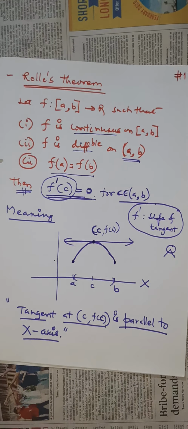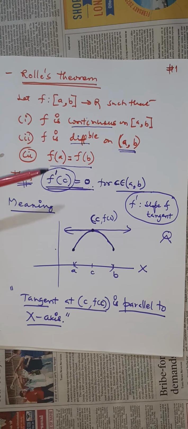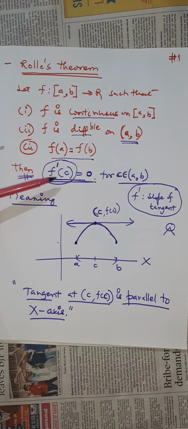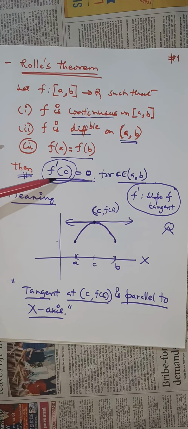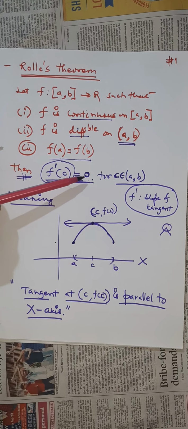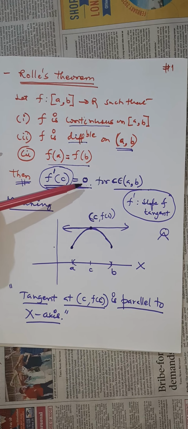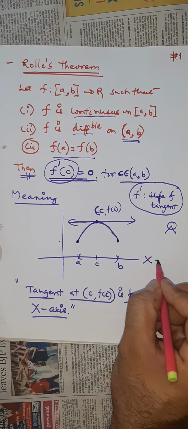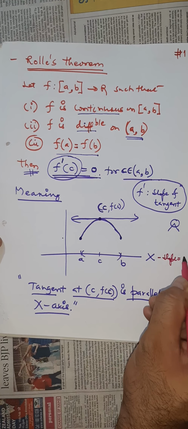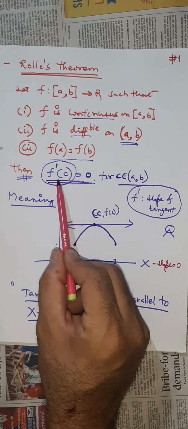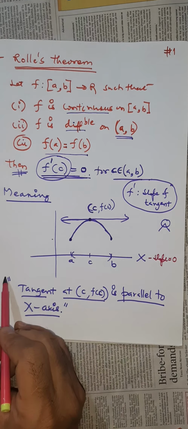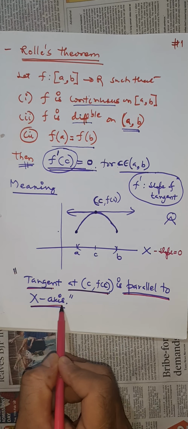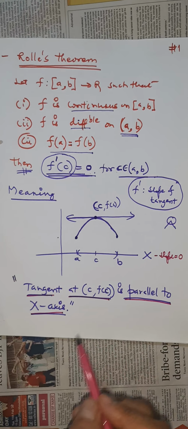The function should be continuous, differentiable, and f of a equals f of b. Then you can find one c from the open interval a b such that f dash c is 0. Now f dash c is 0 means what? Slope of the tangent is 0. Recall 11th standard coordinate geometry, which line has slope equal to 0? The x-axis. Slope of the x-axis is 0, that means this tangent must be parallel to the x-axis. So this is the interpretation: the tangent at c comma f of c is parallel to the x-axis in case of Rolle's theorem.